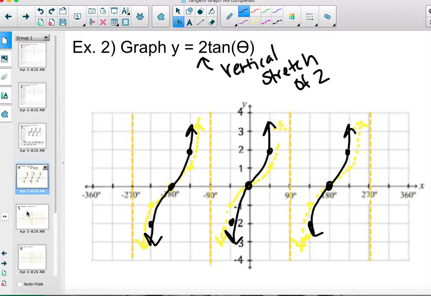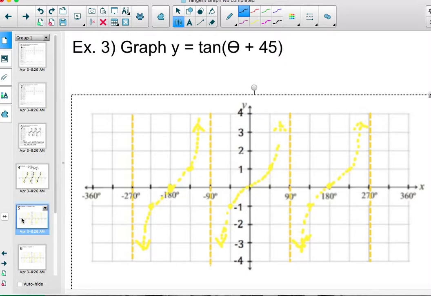Okay, so now on example 3, we're on the back, tangent of theta plus 45 degrees. Your note guide does have an X right here, and your note guide is still calling this example 2. Sorry for that confusion. But again, what are we going to start with? We're going to start with getting our parent graph put on here. So again, hit pause while you practice tracing out that parent graph.